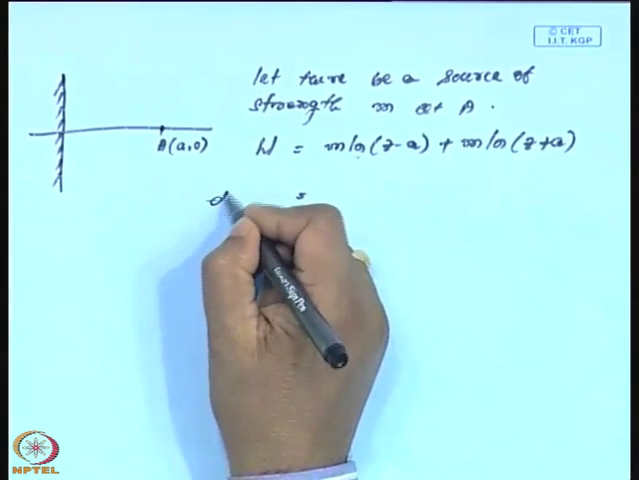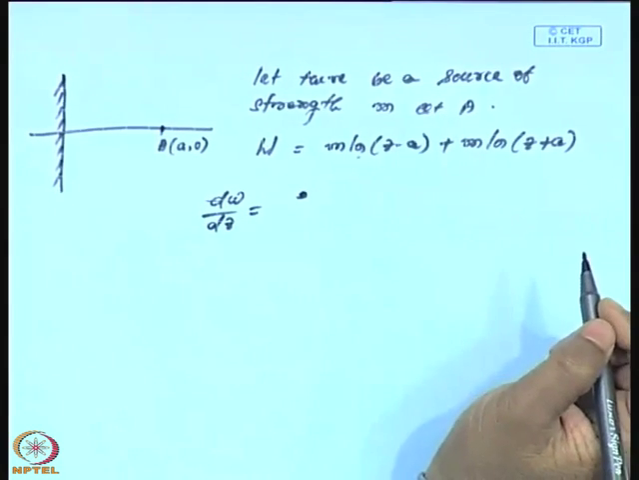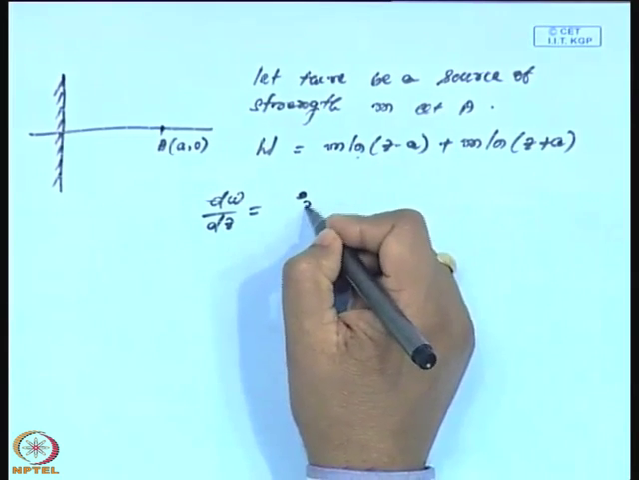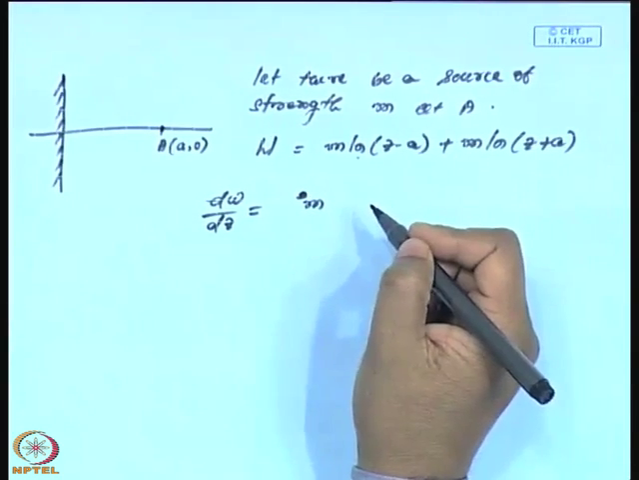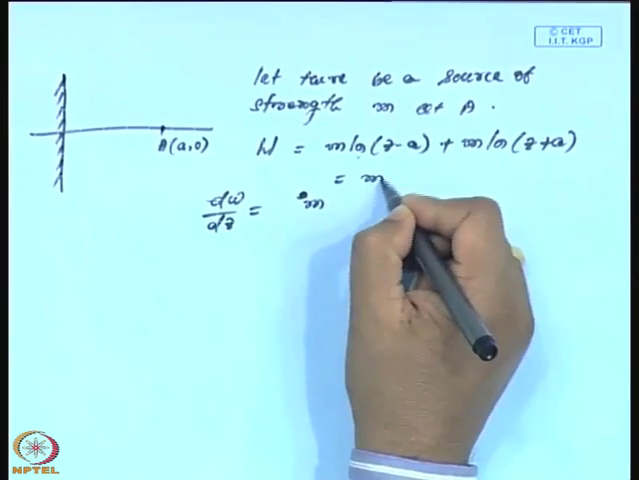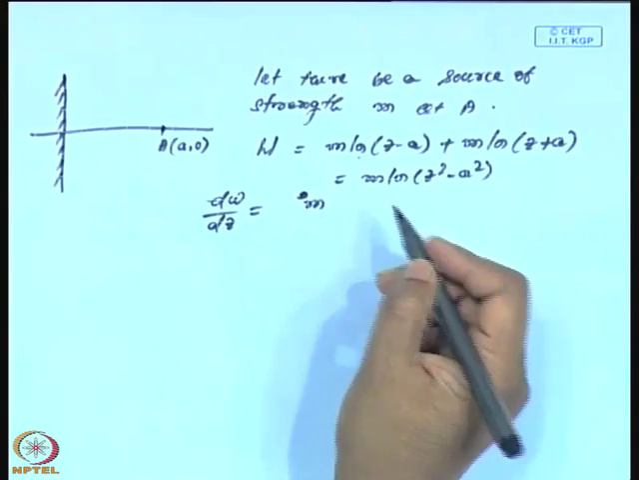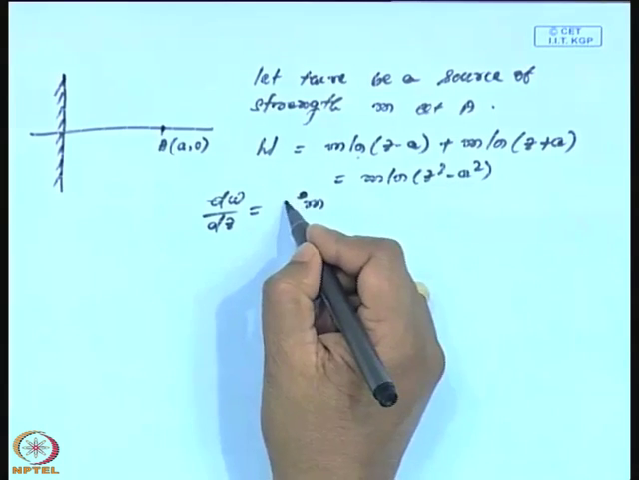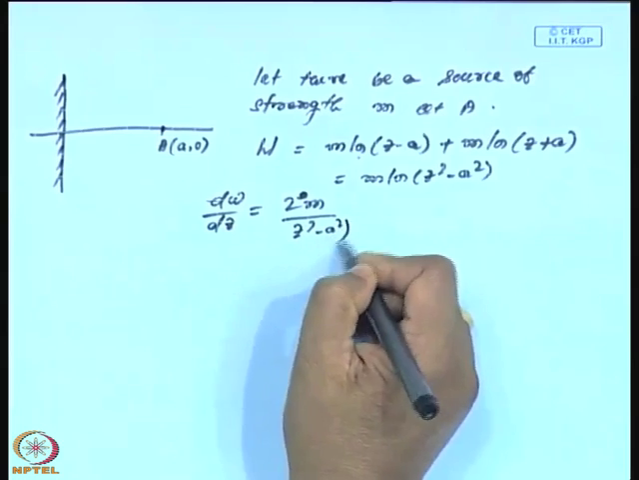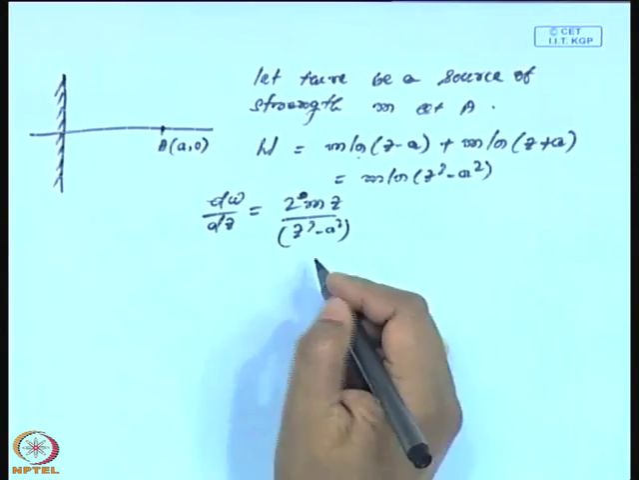So what will happen to this? From here, dw by dz. If I calculate dw by dz, it can be written as m log z square minus a square. So when I say dw by dz, that will give me 2m z by z square minus a square.